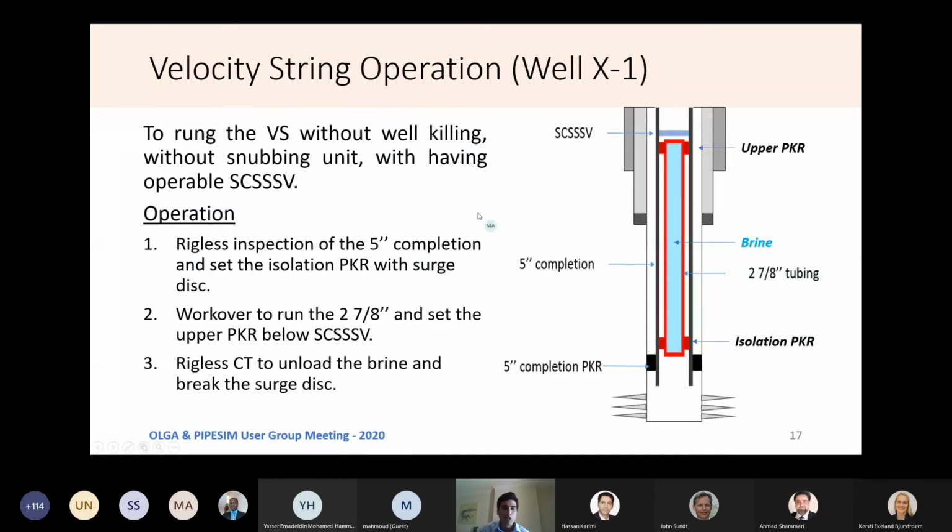To run a velocity string without killing and without using snubbing units, the operation was as follows. Rigorous inspection of the existing 5-inch completion and setting an isolation packer with a surge disc. And then a workover rig runs the 2 7/8 completion inside the existing 5-inch completion and sets another packer below the surface-controlled subsurface safety valve. And then coil tubing is run to kick out the trapped brine and break the disc to kick the well off to start.